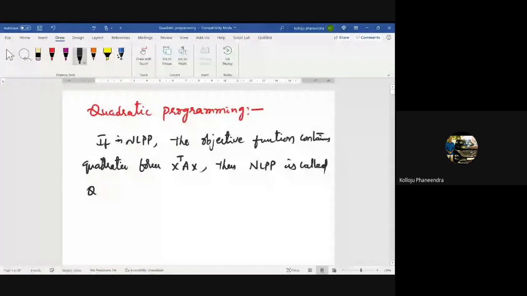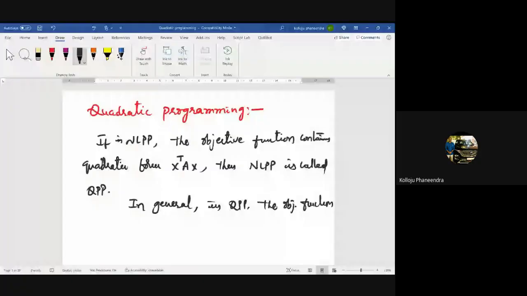I will write QPP. In general, in quadratic programming, the objective function is non-linear and constraints must be linear. This is very important, all of you. Constraints must be linear constraints.